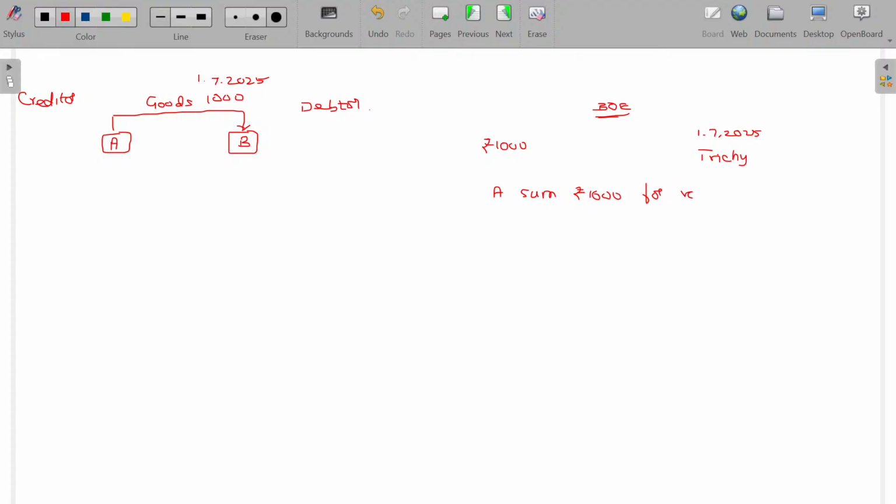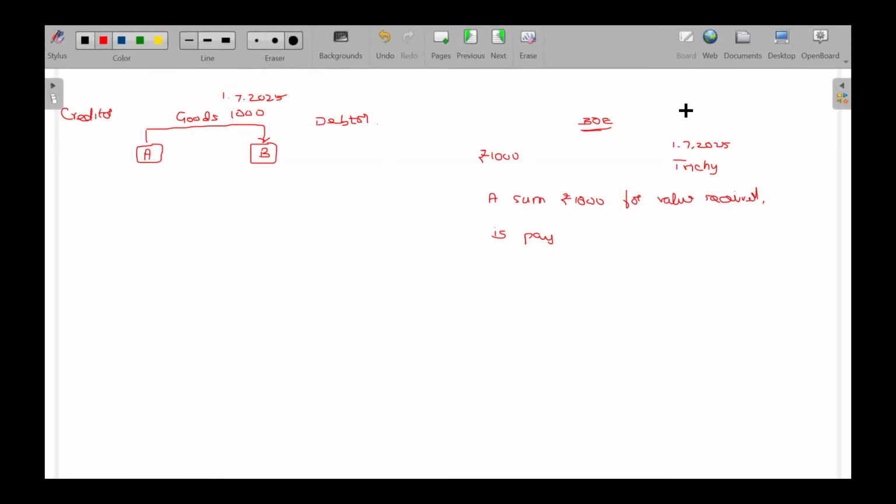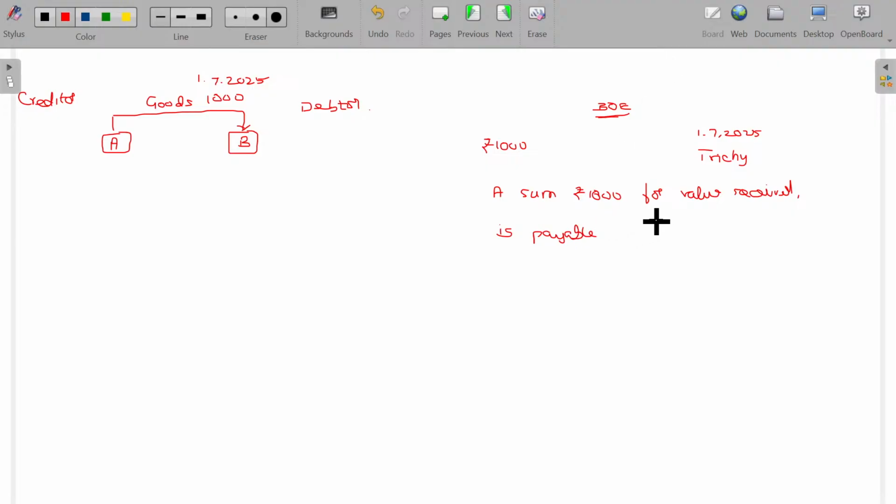for value received. So a sum of rupees 1000 for value received is payable in 3 months from the date of bill to the bearer of the bill.